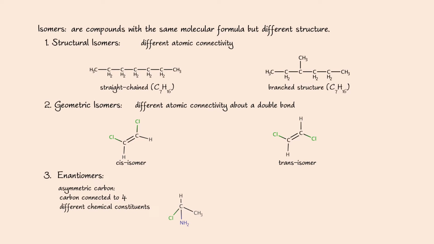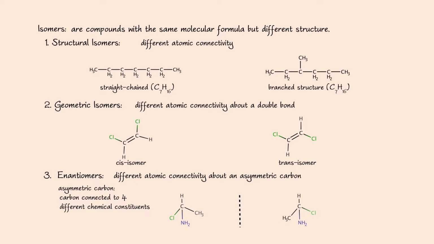A molecule with an asymmetric carbon has a mirror image. Let's take a look at the mirror image of this molecule. These molecules are not identical because one molecule cannot be superimposed on the other. For this reason, these molecules are a type of isomer known as enantiomers. Enantiomers have the same molecular formula but different atomic connectivity about an asymmetric carbon.